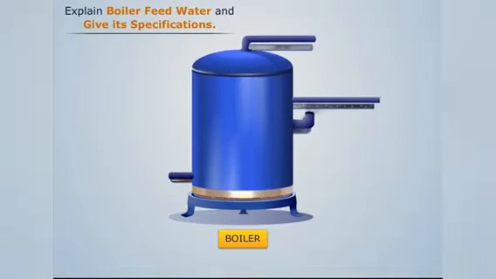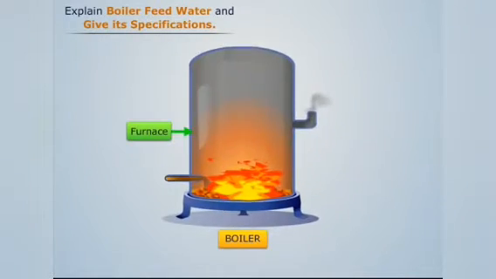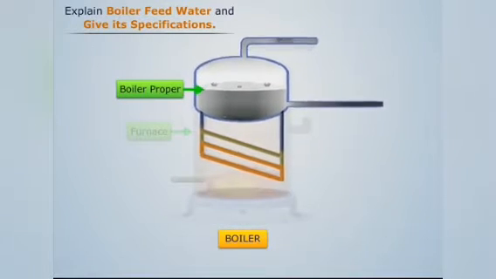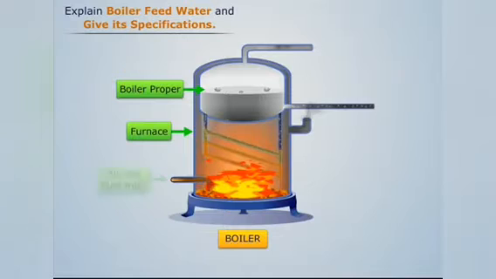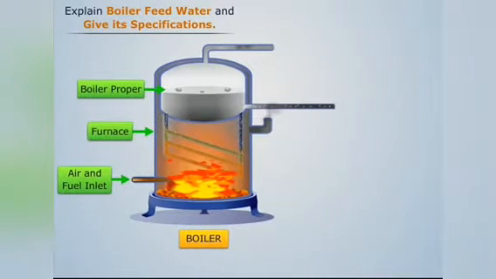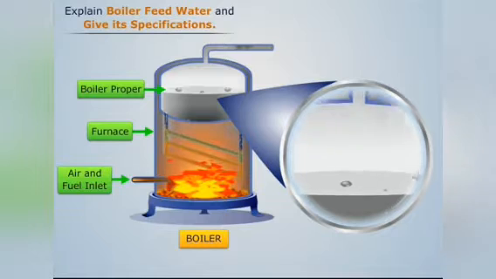Boilers are used in industries to generate steam, which in turn is used to generate power and heat. Thus, a boiler is a device for generating steam. It consists of two main parts: furnace and boiler proper. Furnace provides heat by burning the fuel, and boiler proper is a device where water changes into steam due to heat.